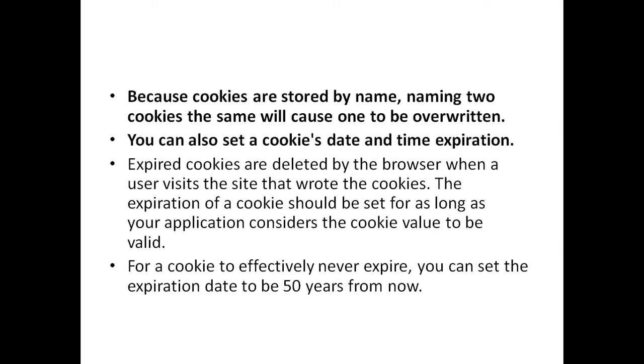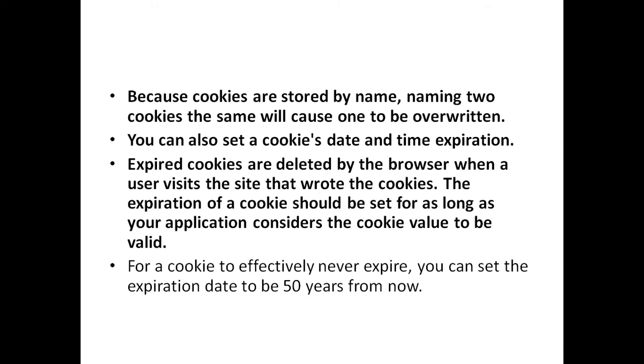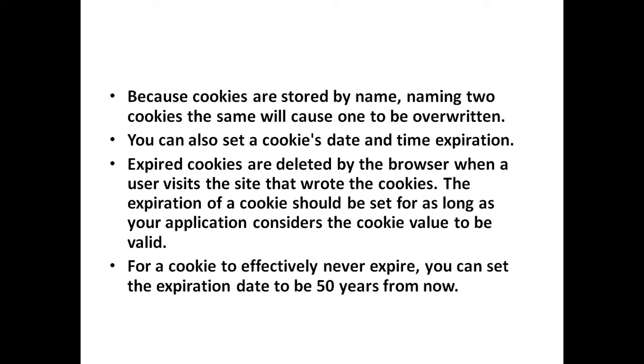You can also set a cookie's date and time expiration. Expired cookies are deleted by the browser when a user visits the site that wrote the cookies. The expiration of a cookie should be set for as long as your application considers the cookie value to be valid. For a cookie to effectively never expire, you can set the expiration date to be 50 years from now.